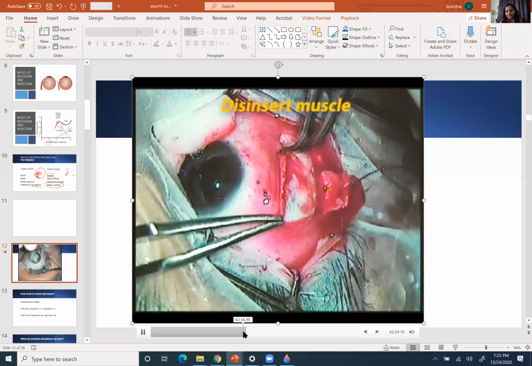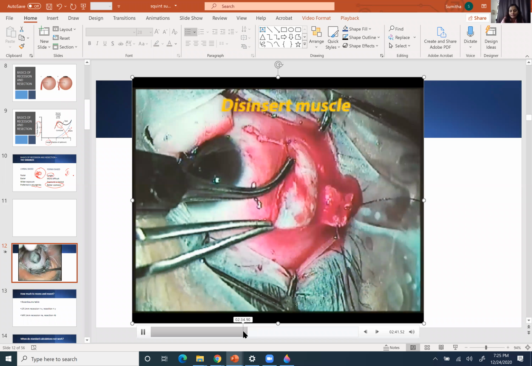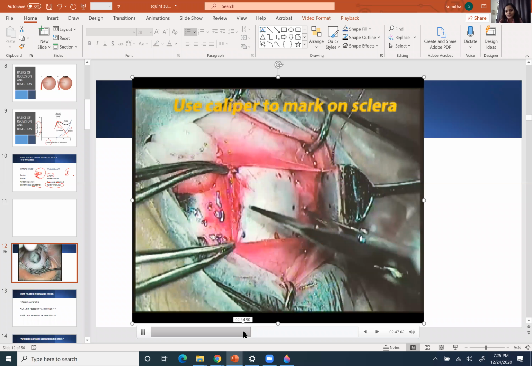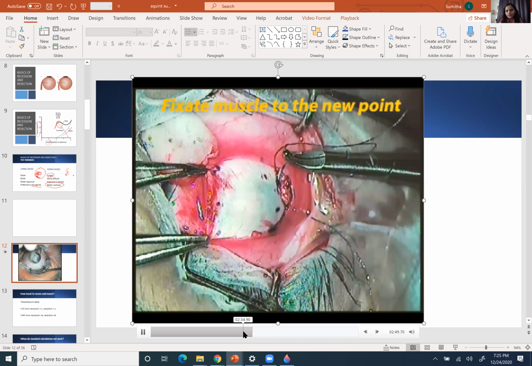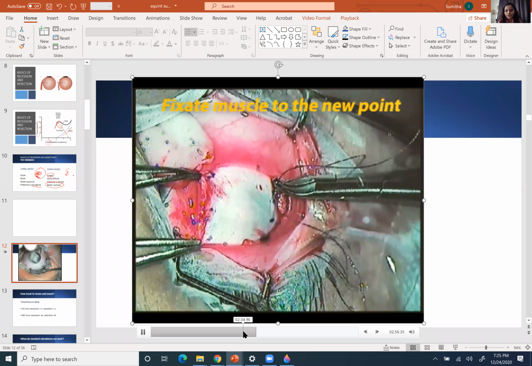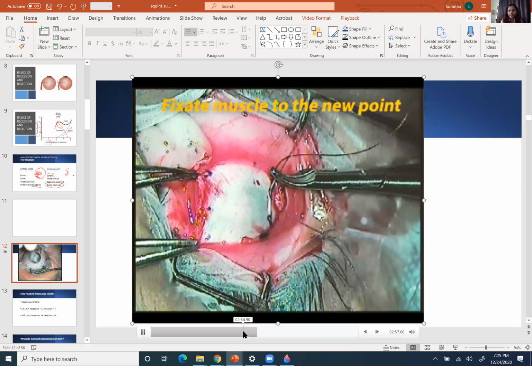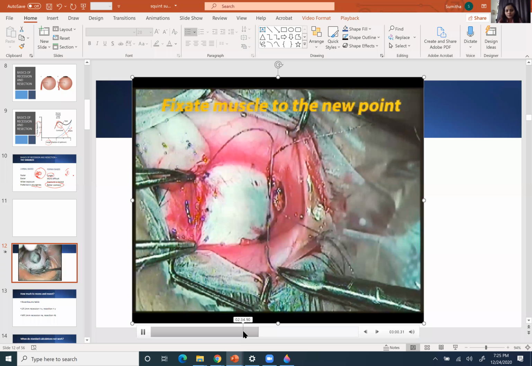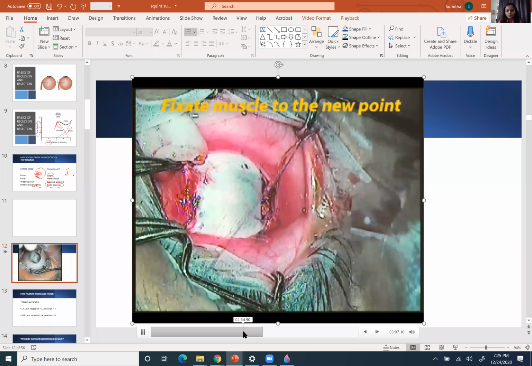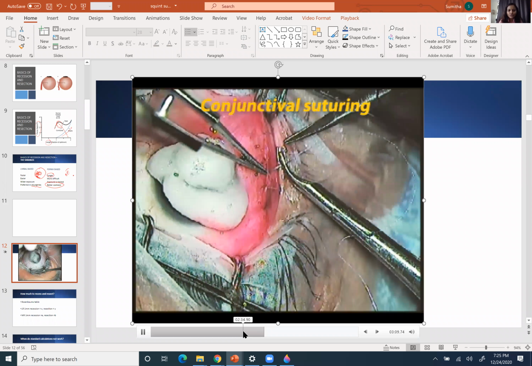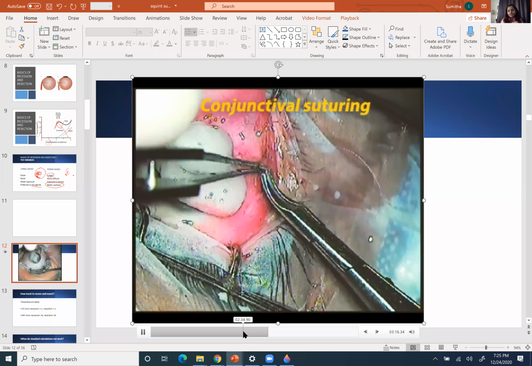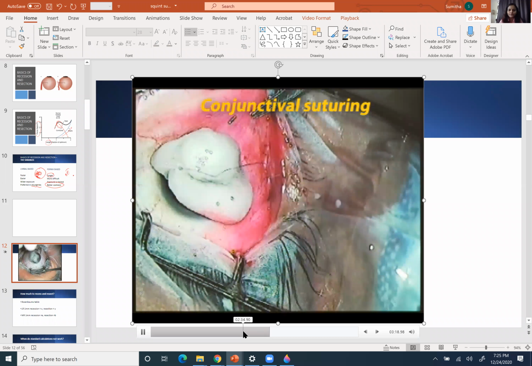And once you disinsert, place the fixation forceps again on either side of the insertion, and then mark 3 points, one at the center and 2 on either side. So now you fixate the muscle to this new point on the sclera. We use a straight calipers. Some people prefer to use a curved ruler kind of thing on the globe. But what happens is once you disinsert a muscle, the globe is no longer that curved. It's actually slightly flattened. So even a normal caliper would do.